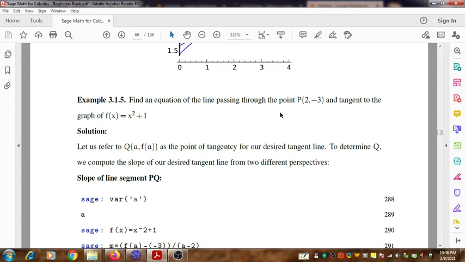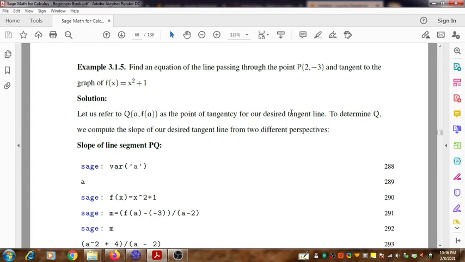See, here the point mentioned is (2, -3). So we have to fix the point x equal to 2. We take x equal to 2.